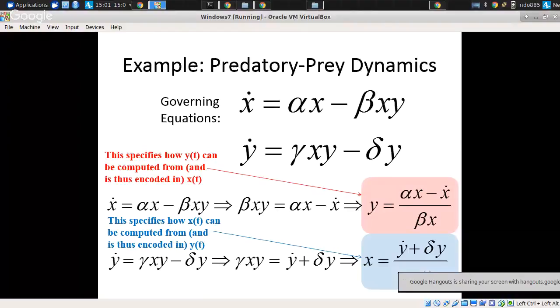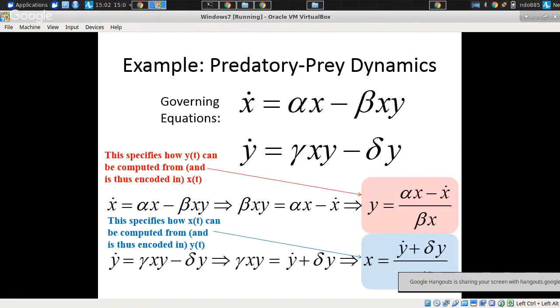We can compute how many lynx there are around, just based on the number of hares and the rate of change of hares. It gives us the number of lynx. And similarly, if we only had information about lynx, we could derive what the value of hares is. In other words, that information is encoded in the other variable. If you give me x, I can give you y. You give me y, I can give you x.